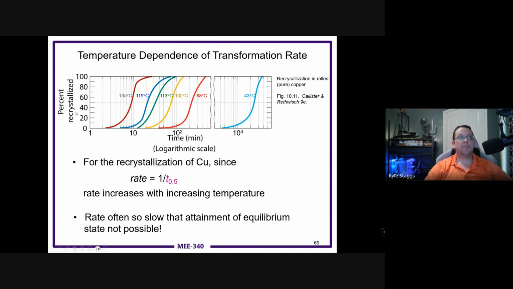There is also a big temperature dependence on the transformation rate. For the recrystallized percentage, trying to recrystallize things into the austenitic phase at 135 C, it takes a long time.